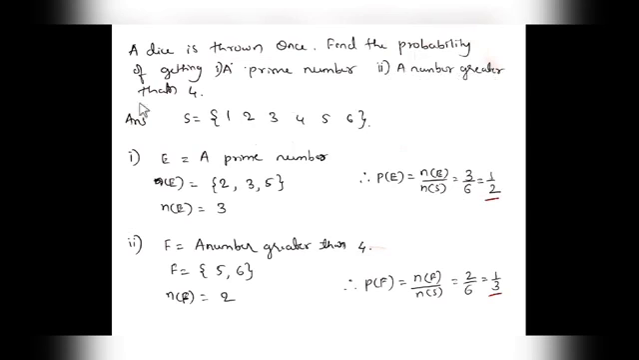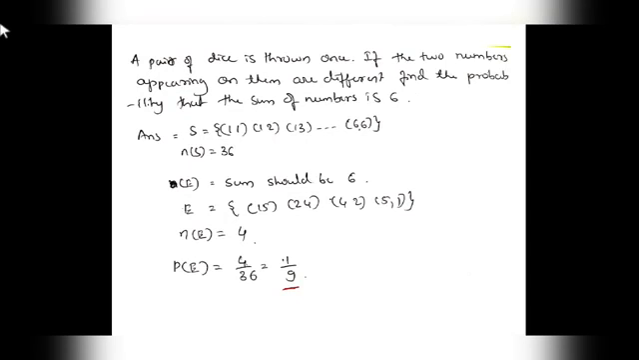Now second one, a number greater than 4. Let's take this event as F. F is equal to a number greater than 4. We have only two choices, 5 and 6. n of F is equal to 2. Therefore probability of F is equal to n of F divided by n of S. That is 2 divided by number of outcomes in the sample space, 6. 2 divided by 6 is equal to 1 divided by 3.